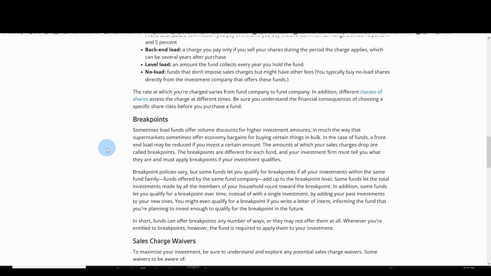Breakpoints. Sometimes load funds offer volume discounts for higher investment amounts, in much the way that supermarkets sometimes offer economy bargains for buying certain things in bulk. In the case of funds, a front-end load may be reduced if you invest a certain amount. The amounts at which your sales charges drop are called breakpoints. The breakpoints are different for each fund, and your investment firm must tell you what they are and must apply breakpoints if your investment qualifies.